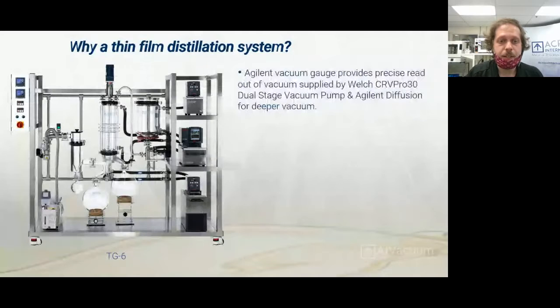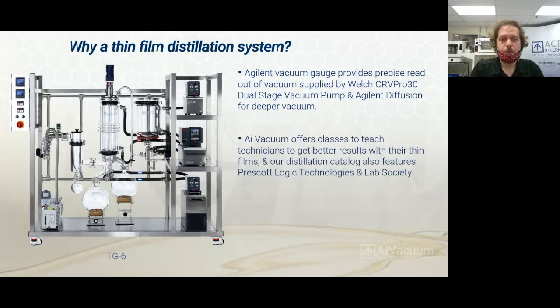So here's our glass system. We have Agilent vacuum gauges and high vacuum diffusion pumps in order to provide precise and very high vacuum to prevent oxidization and degradation of any of your valuable cannabinoids and provide precise readouts throughout the process. And then our roughing pump that evacuates the chamber before our diffusion pump takes over for high vacuum is the Welch CRV Pro 30 from our partners at Welch Vacuum, which are chemical and corrosion resistant pumps.